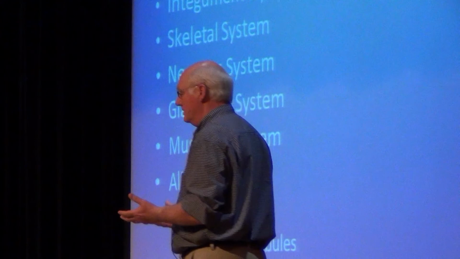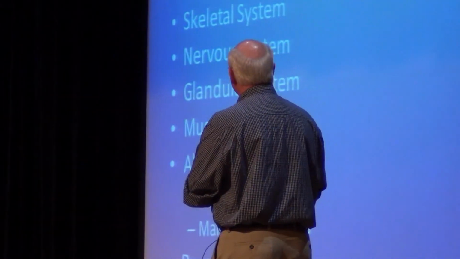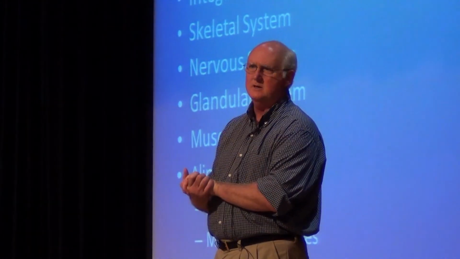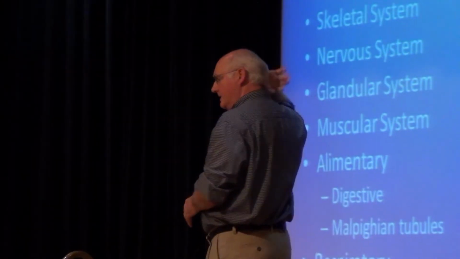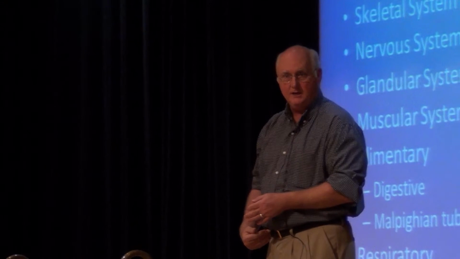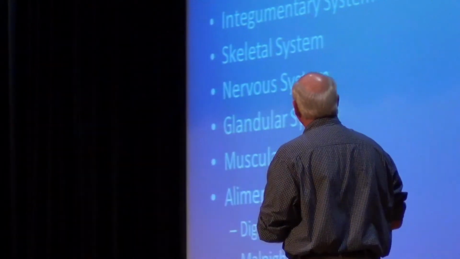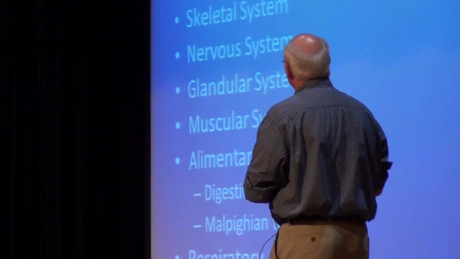So water conservation is really important to them. Their nervous system isn't that much different than ours. Ours runs down the dorsal aspect of our body, which is down our back. Theirs runs down the belly side, or the ventral side. And there's a glandular system as well.